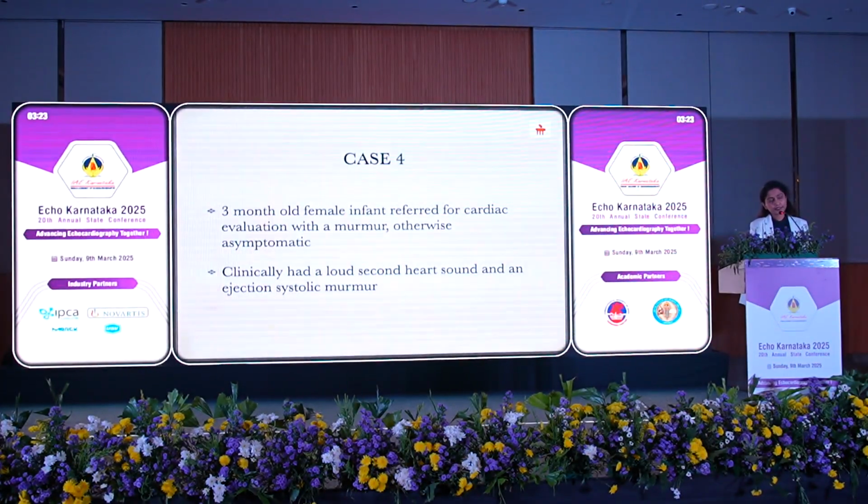So this is quite a simple case. The reason for presenting this was that it's important to send these children early for surgery.